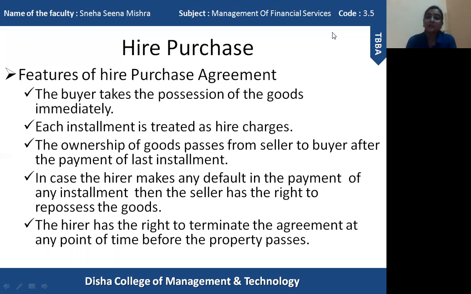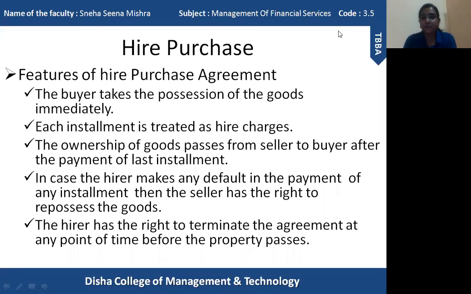Now the possession is completely different from ownership. Possession means you are free to use the goods, but you are not the owner of the goods. You cannot resell the goods to anyone else. So after entering into the hire purchase agreement, the possession of the goods is immediately transferred to the buyer, but the buyer is supposed to pay the money in installments. In the agreement, it will be mentioned that the total amount of money will be paid by the buyer in a number of installments within a specific time period. So that is the first feature of a hire purchase agreement.